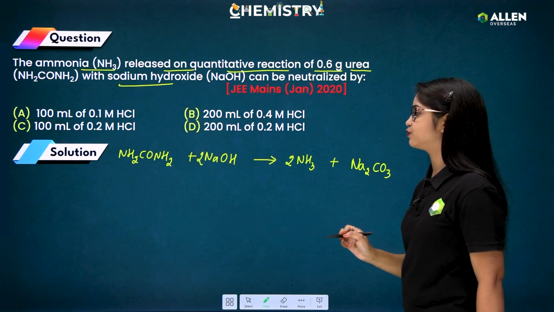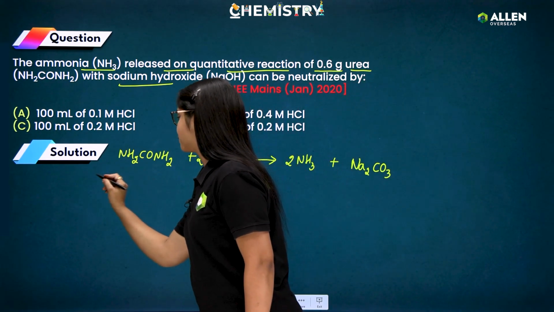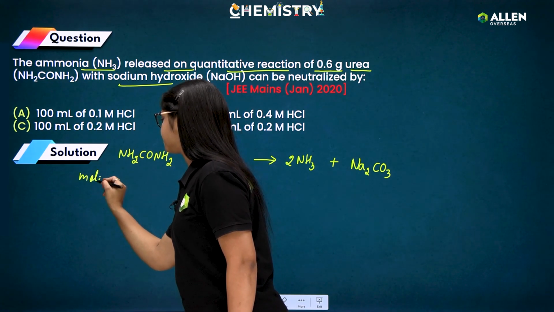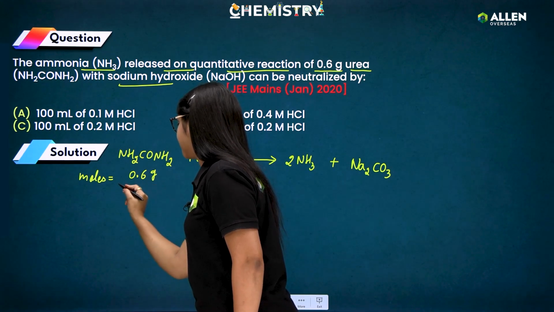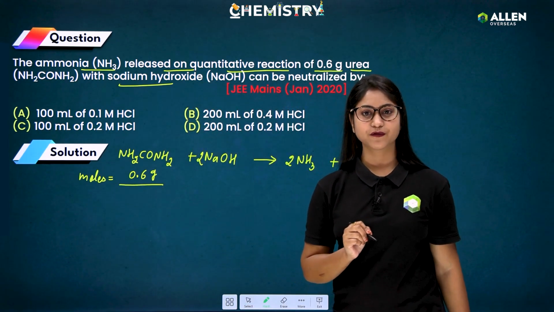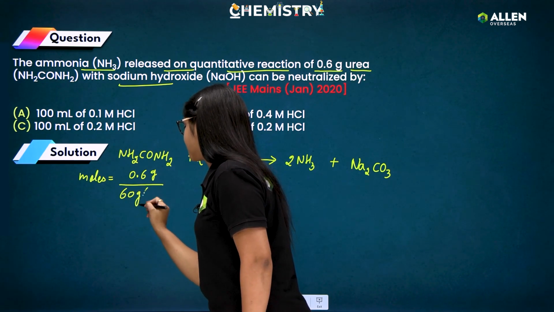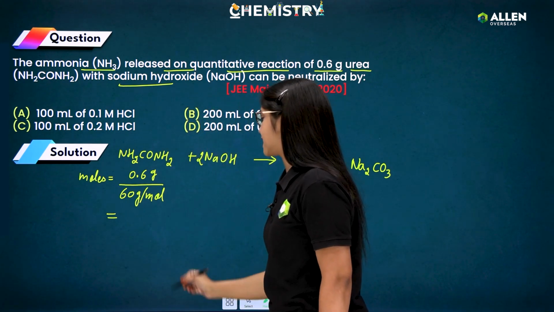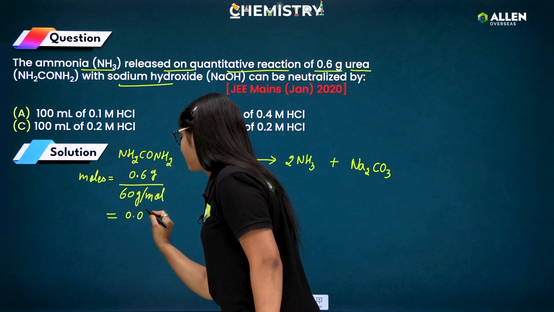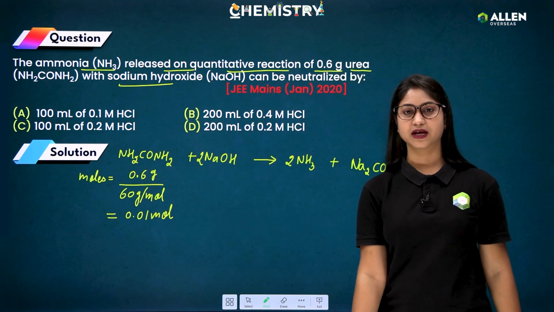So first of all we have to find out the moles of urea. How can we find that out? Moles of urea will be 0.6 gram divided by the molar mass of urea. Molar mass of urea is 60 gram per mole. So this is how we'll get the moles as 0.01 mole.